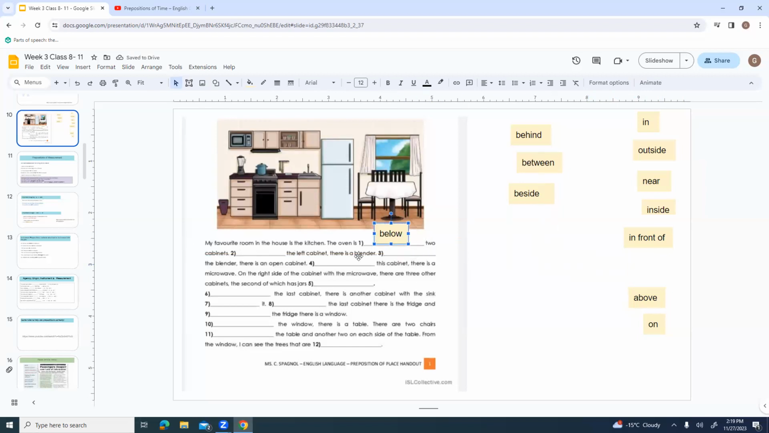Blank the left cabinet, there is a blender. So here's the blender, and they're describing the relationship. Here's the blender. Sorry, thought it was a pot. Something the left cabinet, there is a blender. Above or on top of? On. Yeah, on.